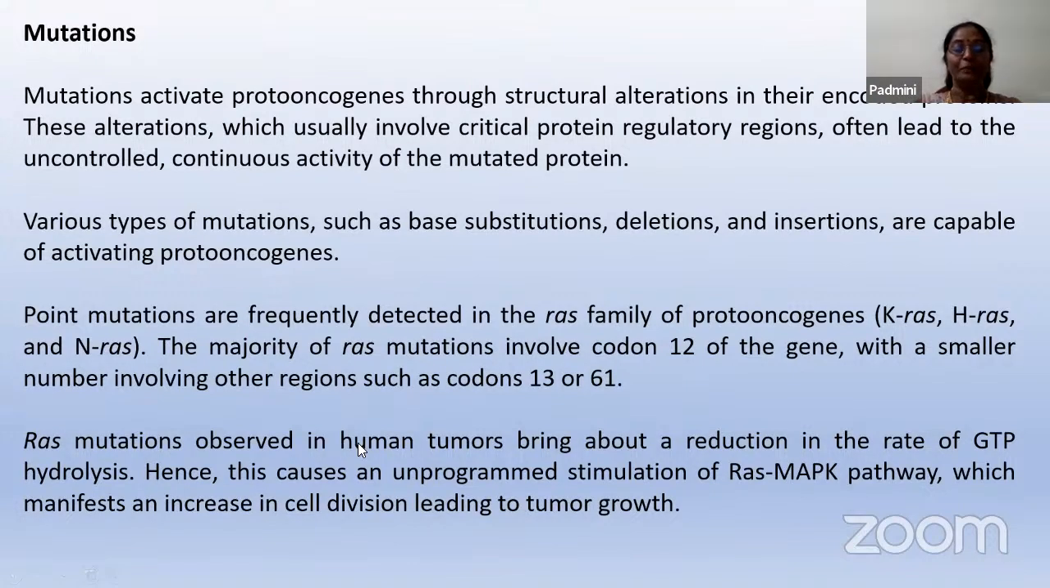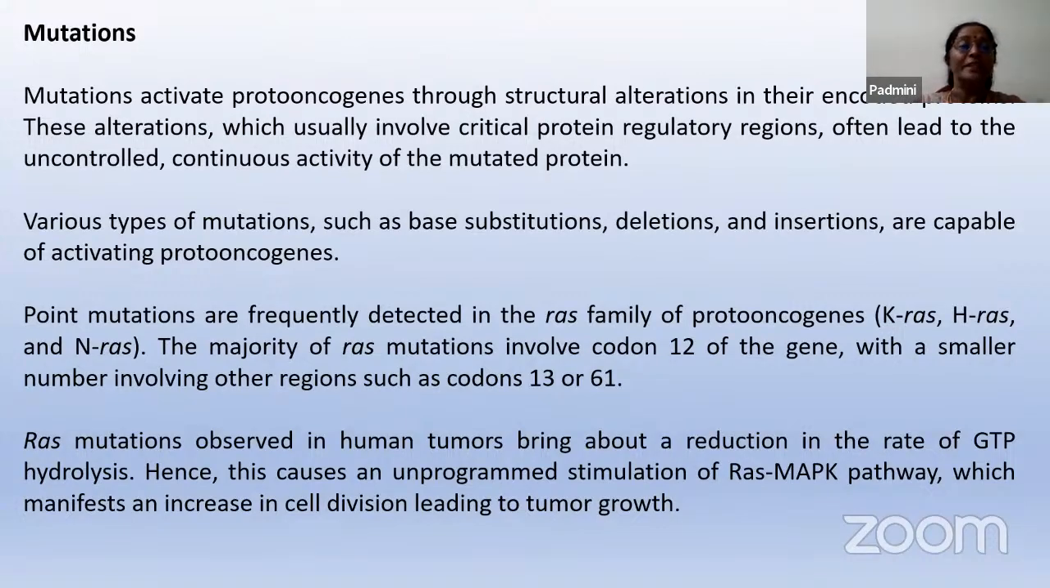The RAS mutations observed in human tumors bring about a reduction in the hydrolysis mechanism. Hence, this causes an unprogrammed stimulation of the RAS MAP pathway, which manifests as an increase in cell division, leading to tumor growth. So that was mutation.